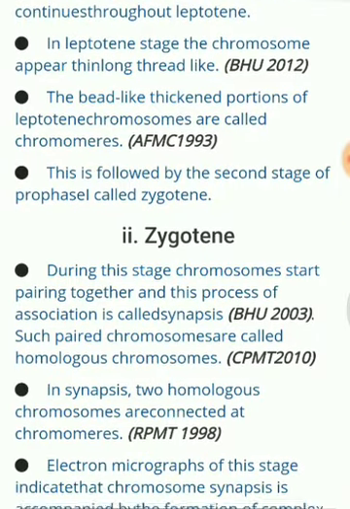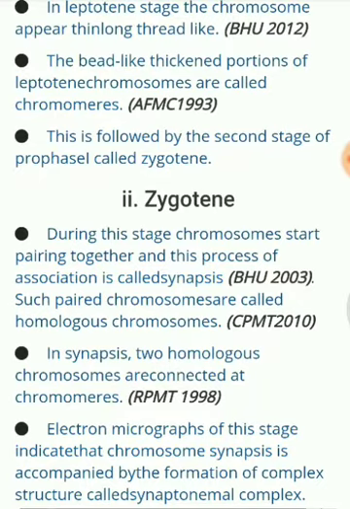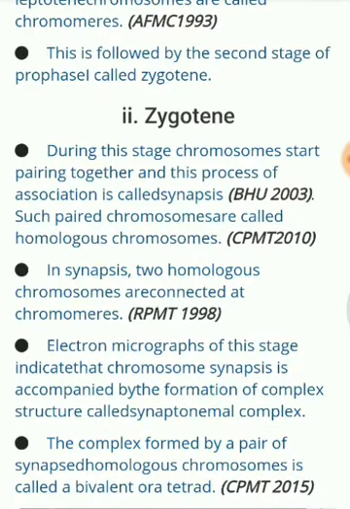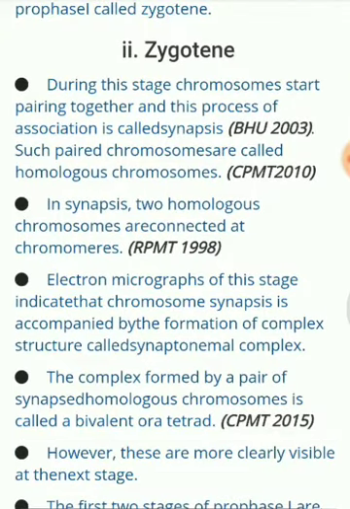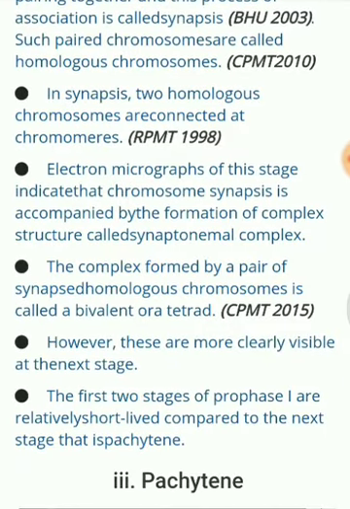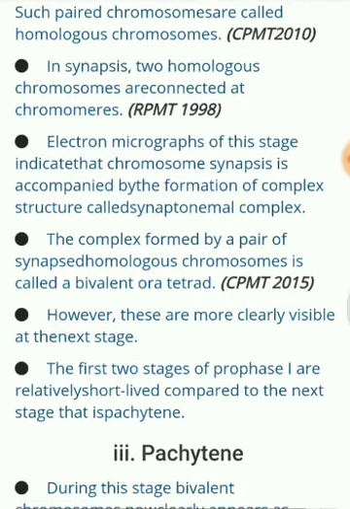During this phase, chromosomes start pairing together, and this process of association is called synapsis. Such paired chromosomes are called homologous chromosomes. In synapsis, two homologous chromosomes are connected at chromomeres. Electron micrographs of this stage indicate that the chromosome synapsis is accompanied by the formation of complex structures called the synaptonemal complex. The complex formed by the pair of homologous chromosomes is called a bivalent or tetrad. However, these are more clearly visible at the next stage.